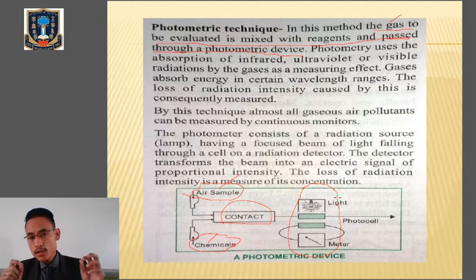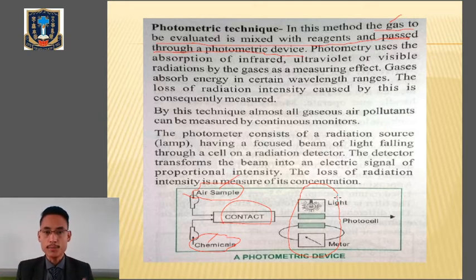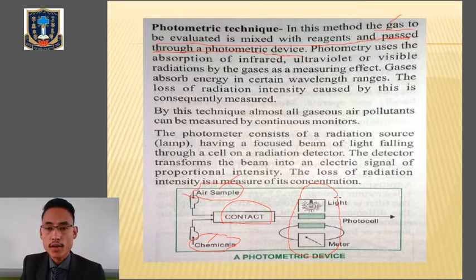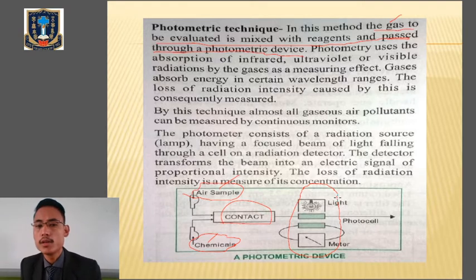Now the most important thing is that the pollutants present in the gases will absorb infrared, ultraviolet, or visible rays. Clear? Once these gases pass through the photometric device, they will absorb this infrared, ultraviolet, or visible radiation, which can be measured. Clear?